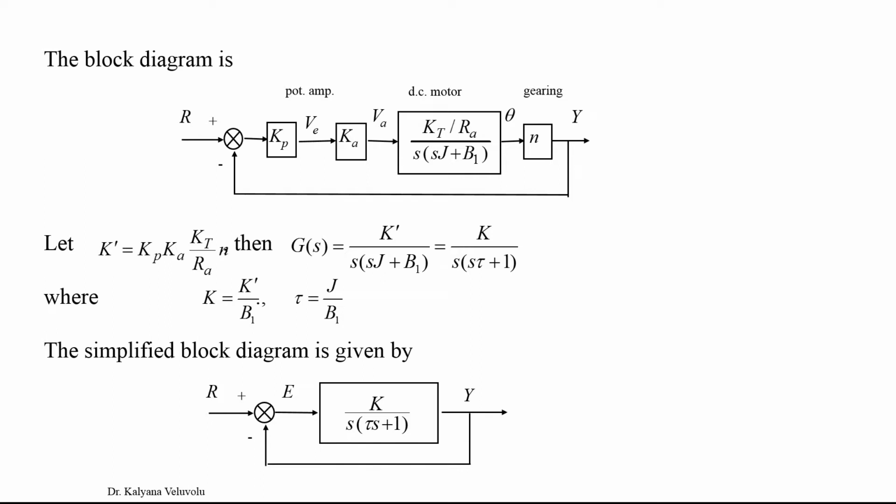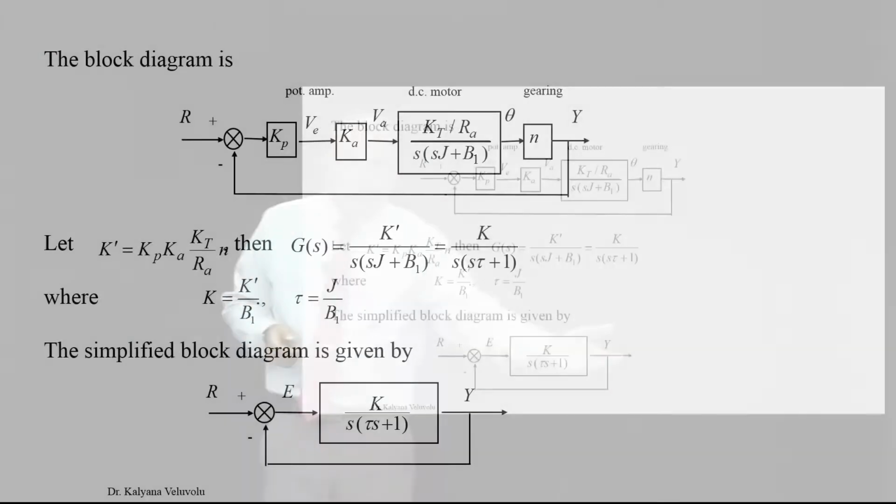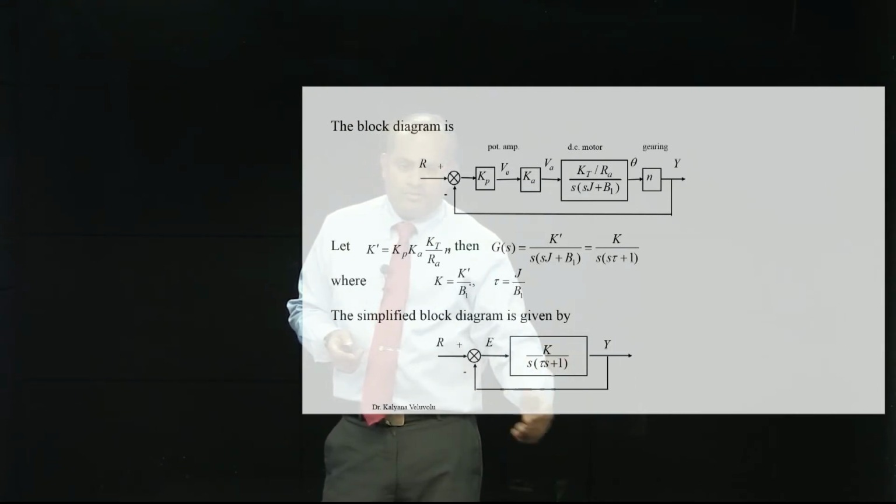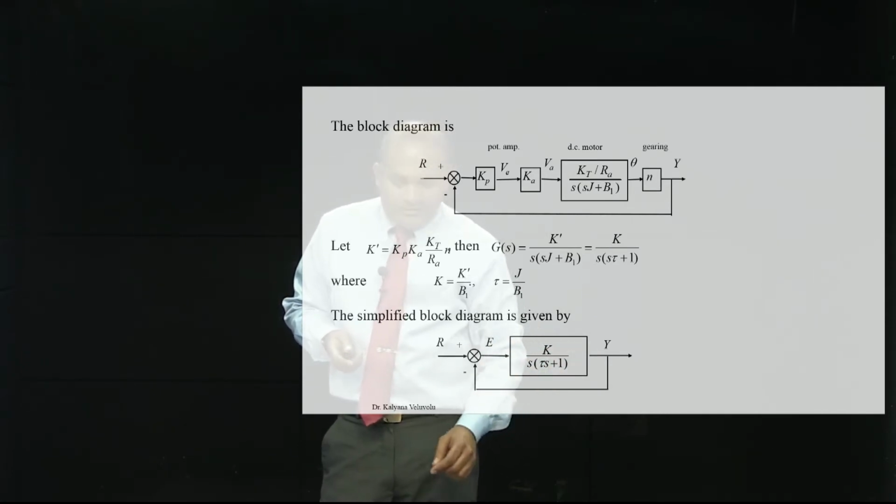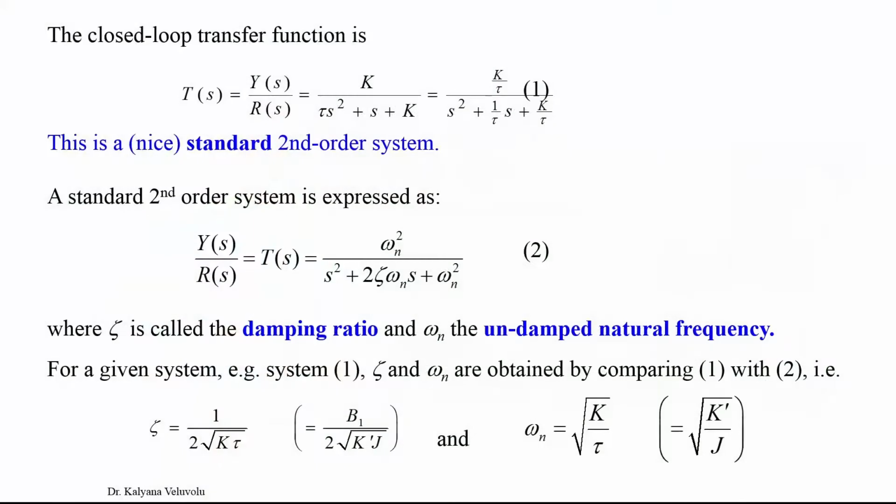So, we define new constants k and tau, and then we will be able to simplify the block diagram into a very simple one. This forms a simple feedback block diagram, and then we can further simplify it and get the closed loop transfer function. If you look at the closed loop transfer function, T of s is equal to output by input, which is k by (tau s square plus s plus k). You can further write it in a standard form, which we are going to study later: k by tau divided by s square plus 1 by tau s plus k by tau.